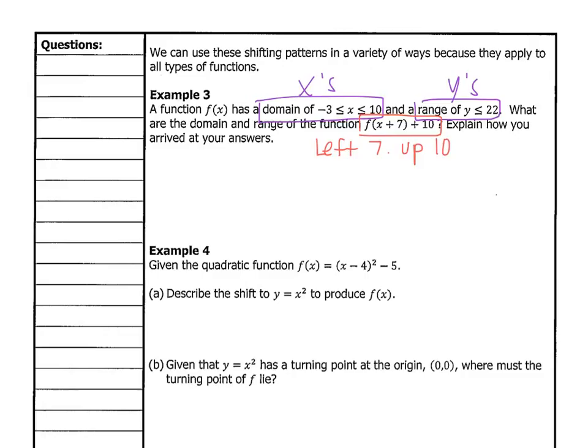Okay, so I said left 7, up 10. This positive 7 inside, we have to do the opposite, so move towards the left. Positive 10 on the outside, stick with the direction of the sign and move up 10.